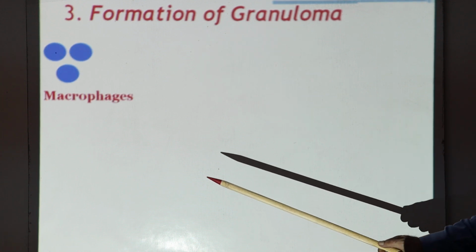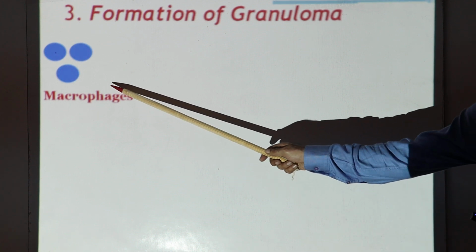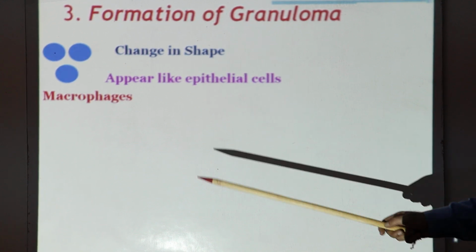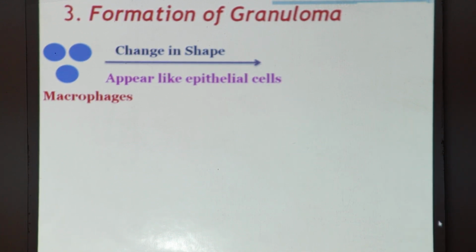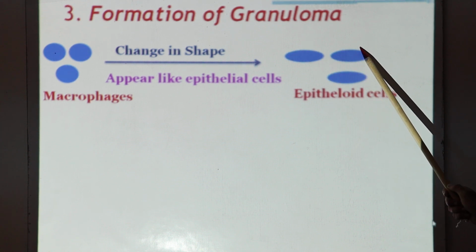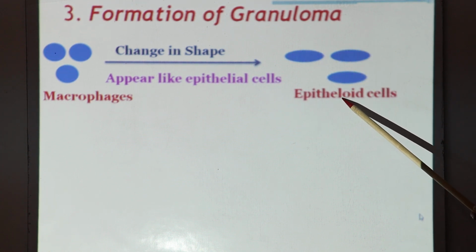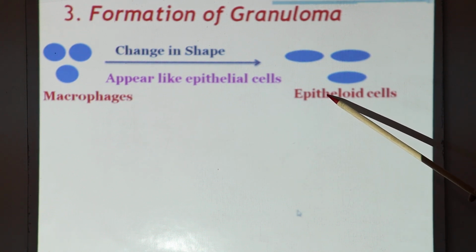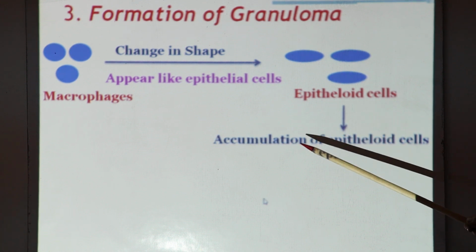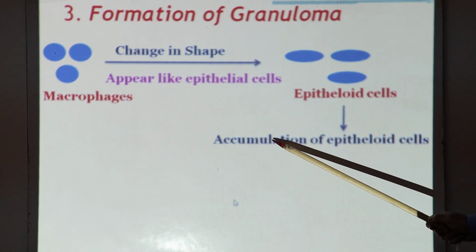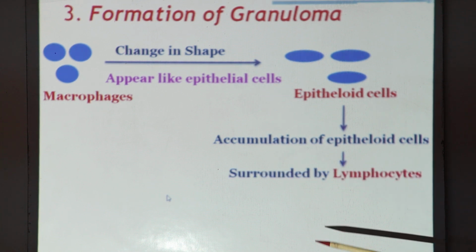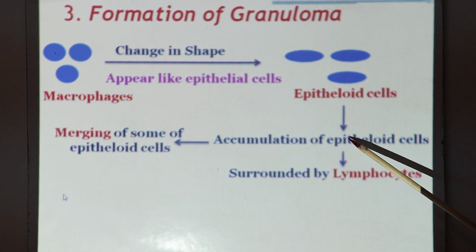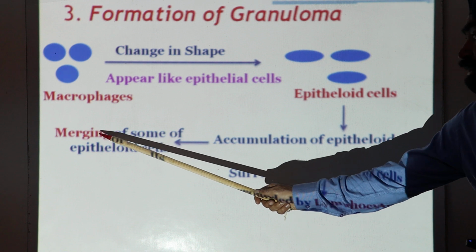Now, as I told, there is a recruitment of macrophages. These macrophages are round in shape. They change their shape and appear like epithelial cells. So now they are called epithelioid cells. That means macrophages are changed into epithelioid cells. Now these epithelioid cells start accumulating. These epithelioid cells are surrounded by lymphocytes, but at the same time some of the epithelioid cells merge with one another.